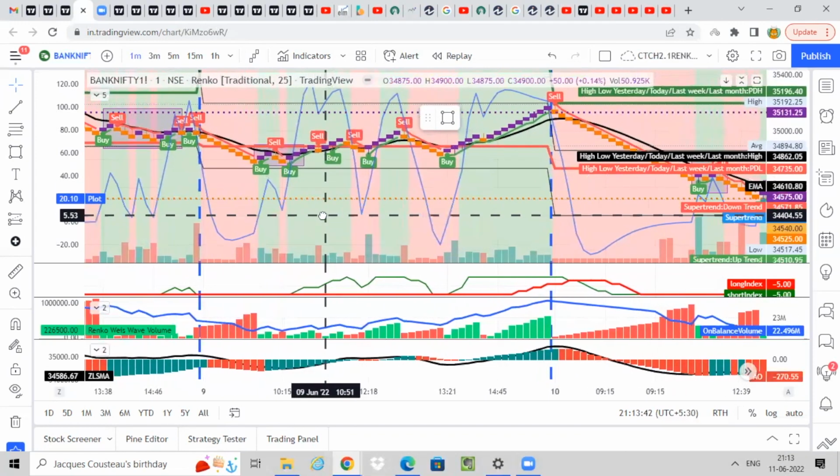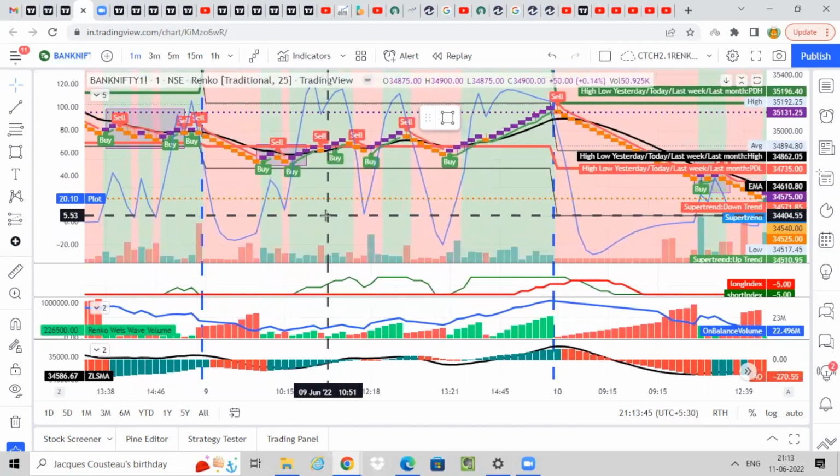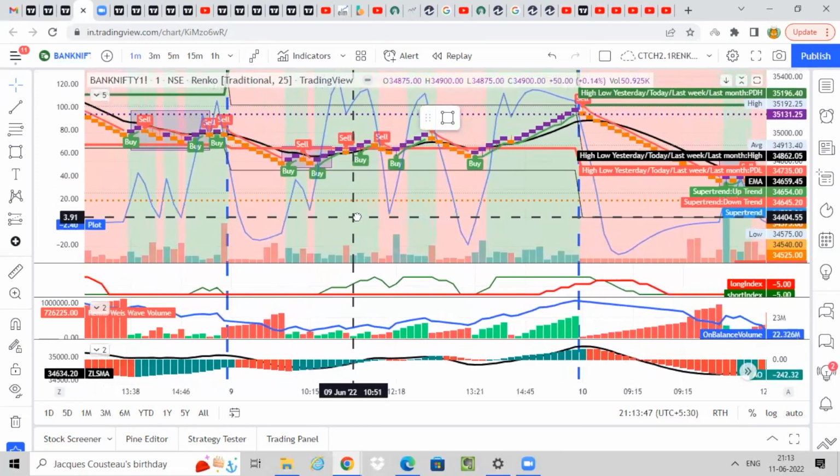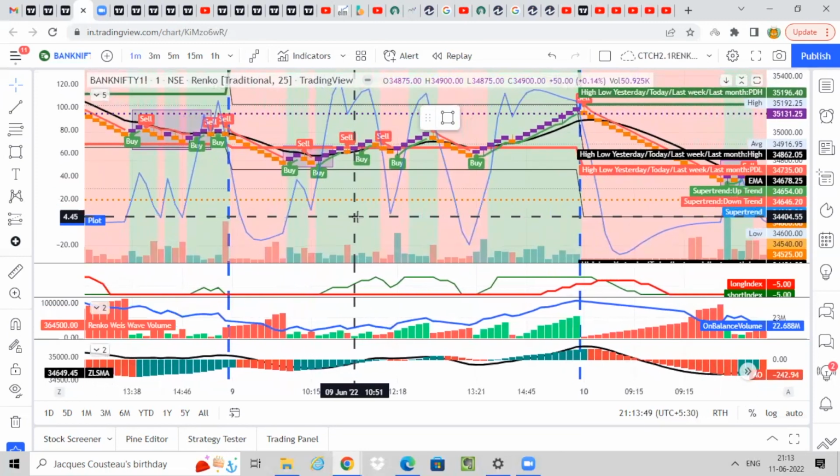So this is the chart. This is the trend. If this blue line is confusing, you just open the indicators.